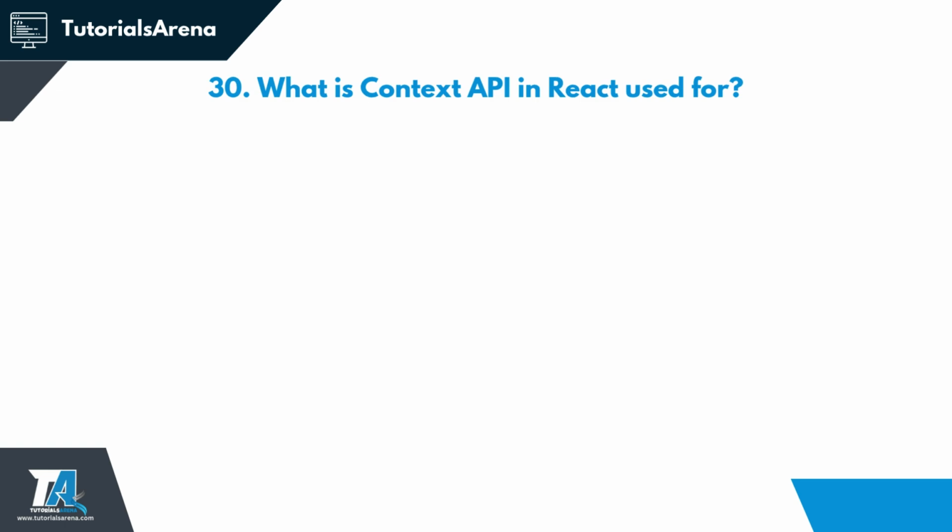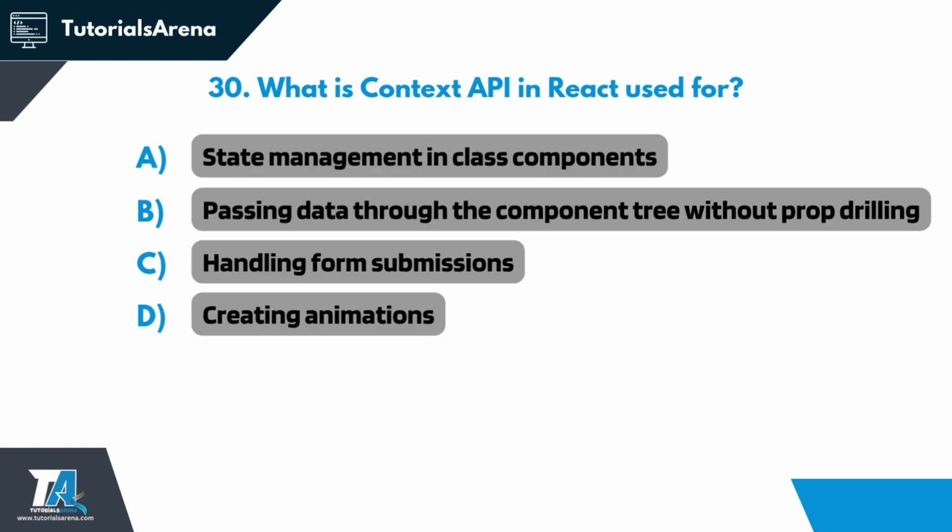Question 30. What is Context API in React used for? The options are option A, state management in class components, option B, passing data through the component tree without prop drilling, option C, handling form submissions, option D, creating animations. The correct answer is option B, passing data through the component tree without prop drilling. Moving on to the next question.